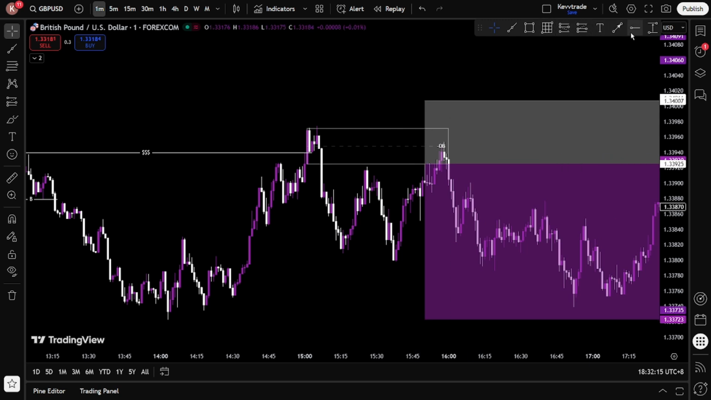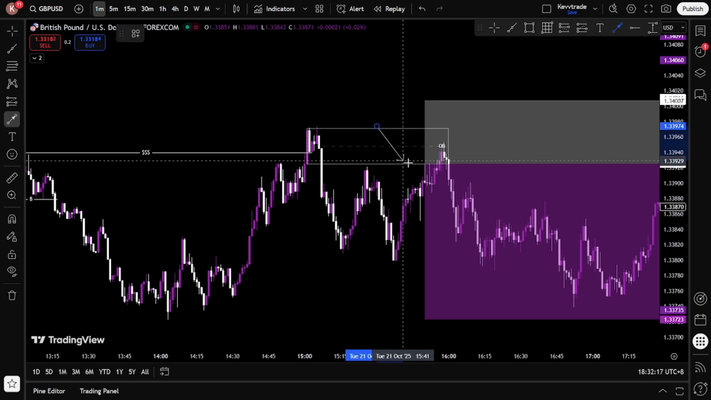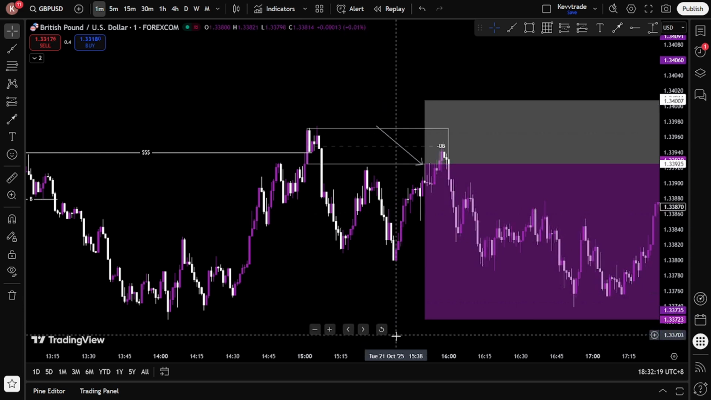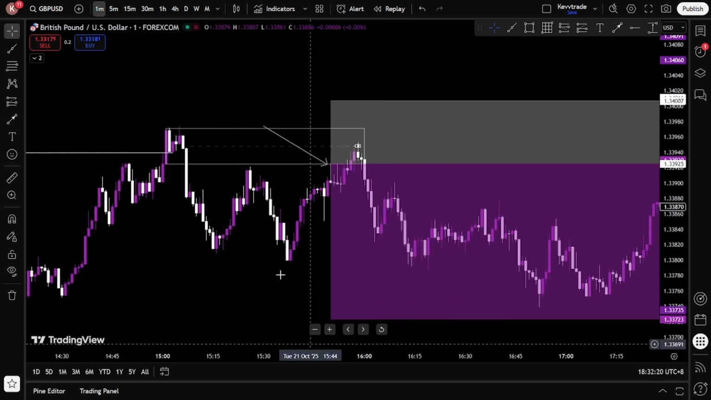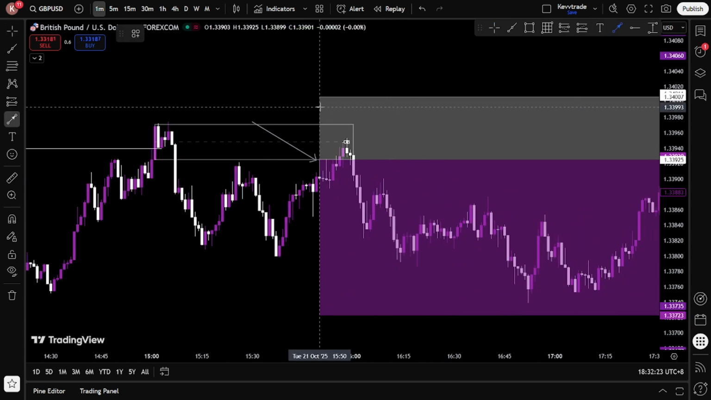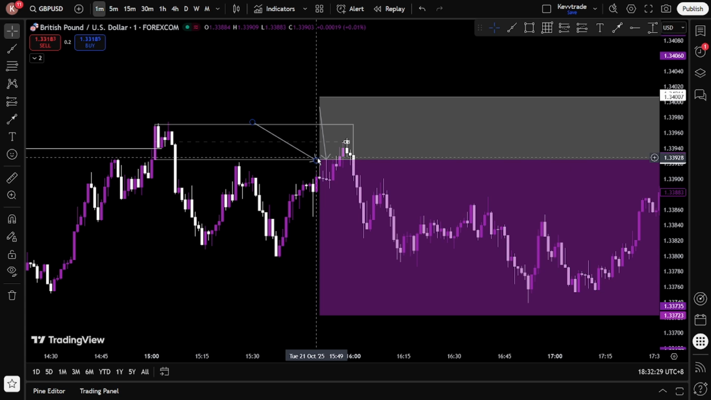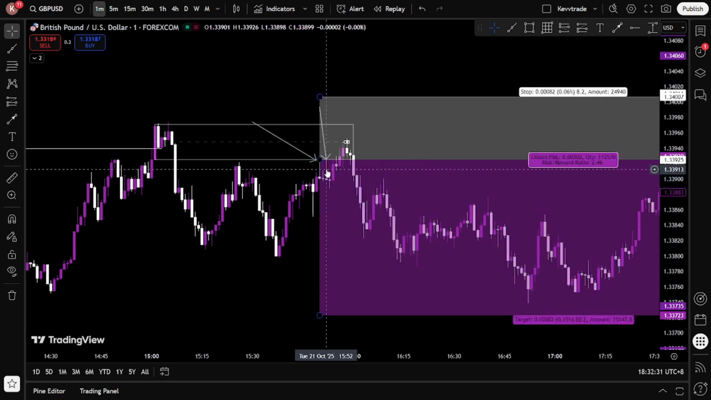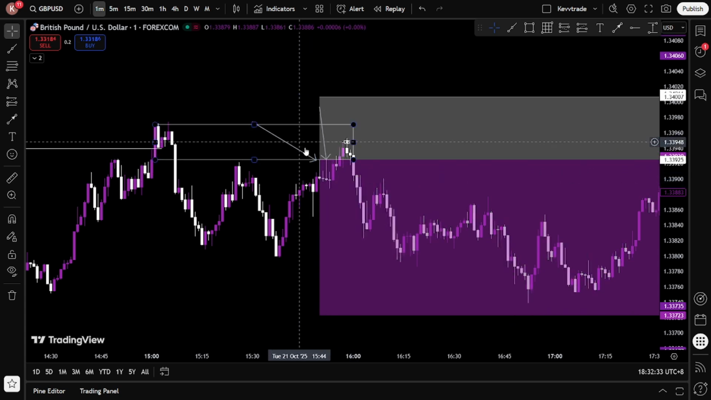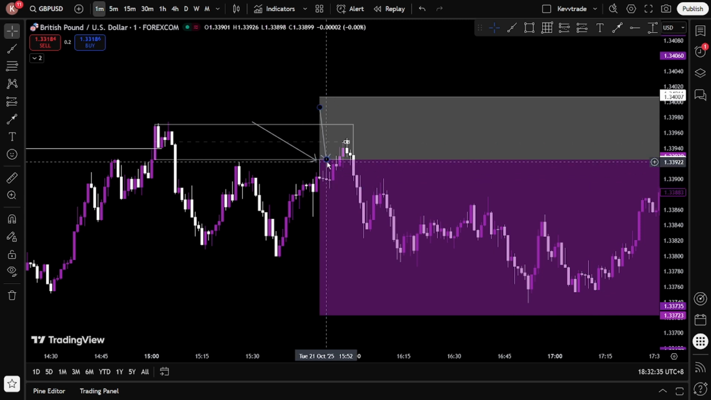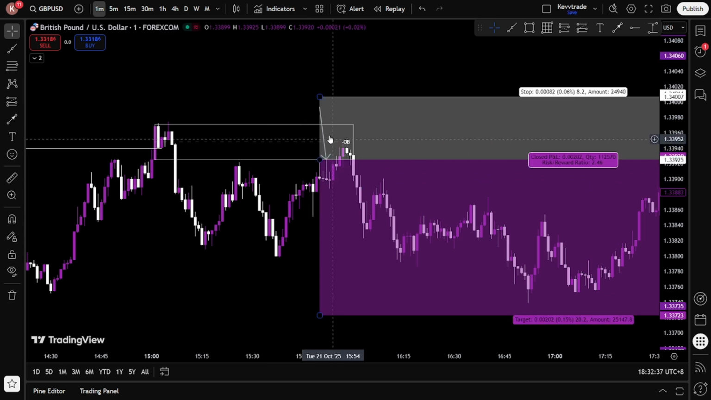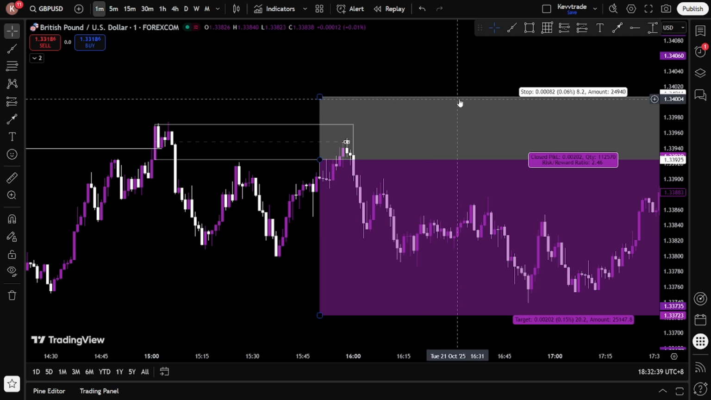And price retested over here, and I entered, which is over here. So after price tapped in, I set my sell limit because my bias was bearish for the day. That's why I'm selling. And it retested over here, nicely tapped me in. Not tapped me in, but retested.